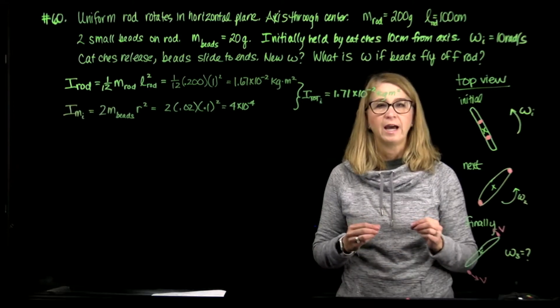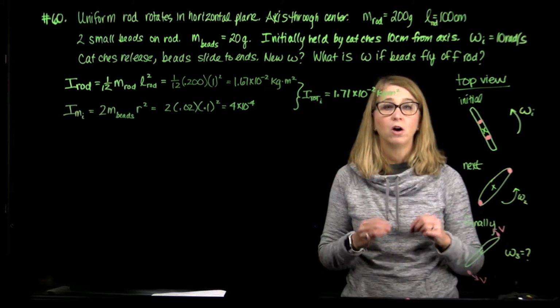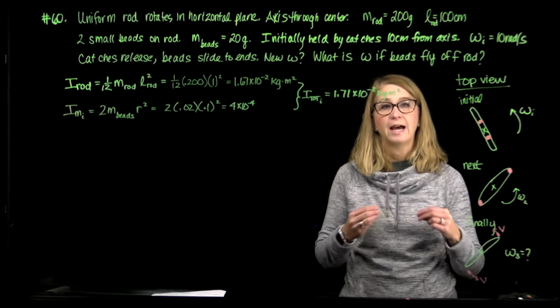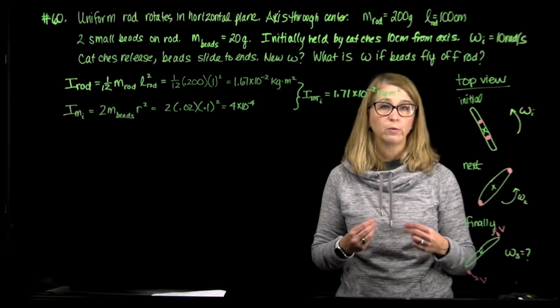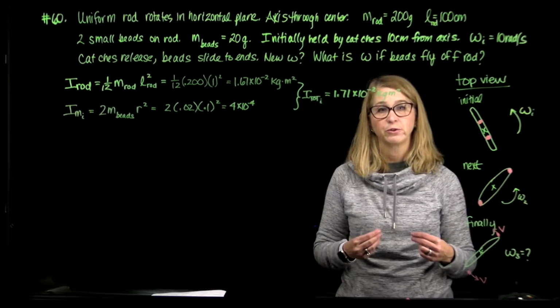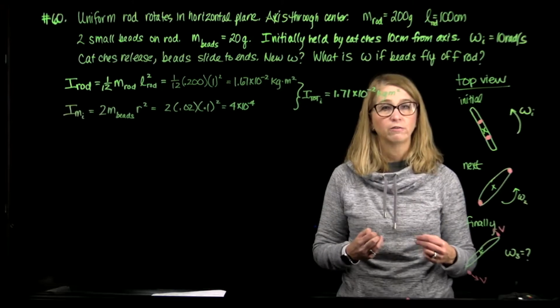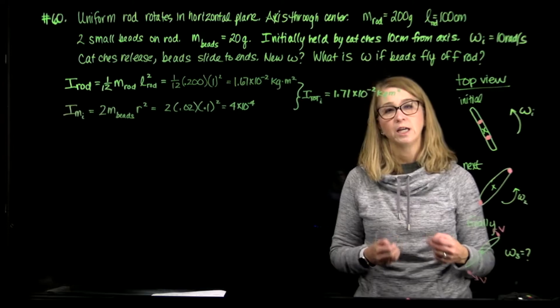Now, in addition to that rod, there are two small beads on the rod. There are catches on the rod that act to keep the beads where they are. Initially, the beads are 10 centimeters from the axis of rotation, and the angular velocity of the rod with the beads at that moment is 10 radians per second.